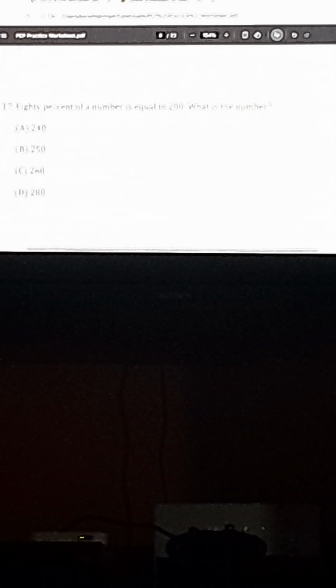80% of a number is 200. What is the number? So 80% looks like 8 over 10 or 4 over 5. Who knows that 80% is 4/5 in the fifth family? So it's better to write it like this. 4/5 represents 200, and then the whole is equal to 200 multiplied by the reciprocal.